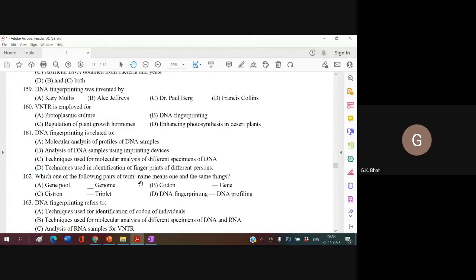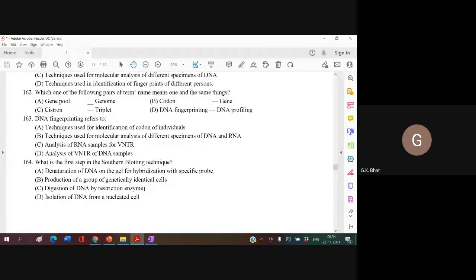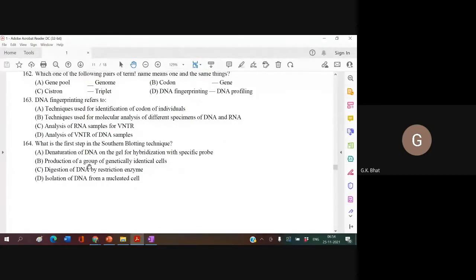Which of the following pairs of terms means one and the same thing? D. DNA fingerprinting means DNA profiling. Yes. Next, DNA fingerprinting refers to analysis of VNTR of DNA sample. D is correct. 164 here. Next.